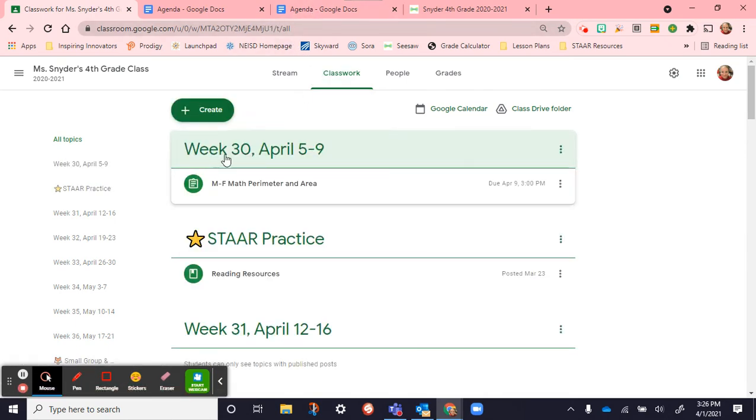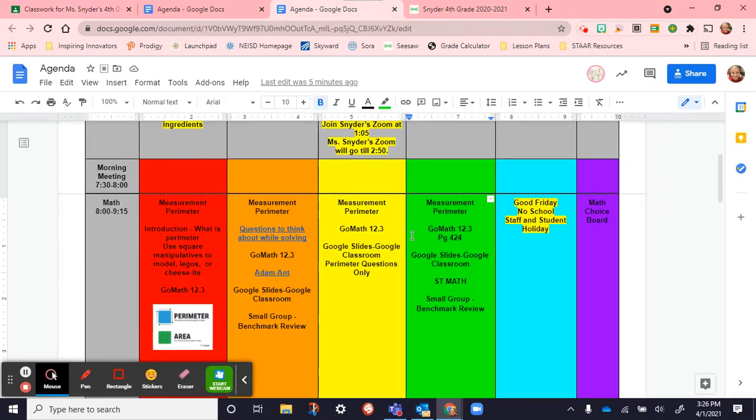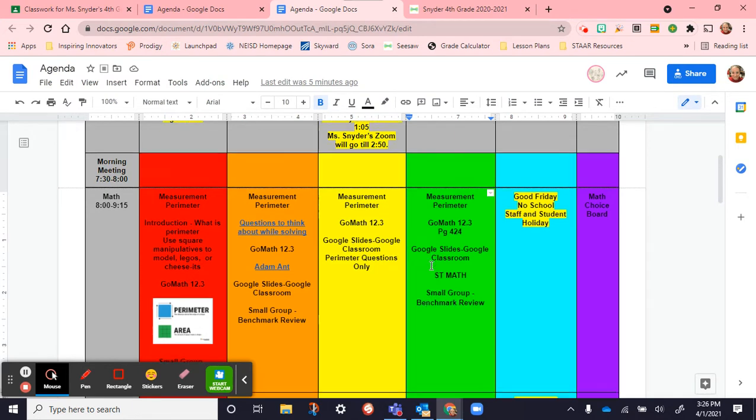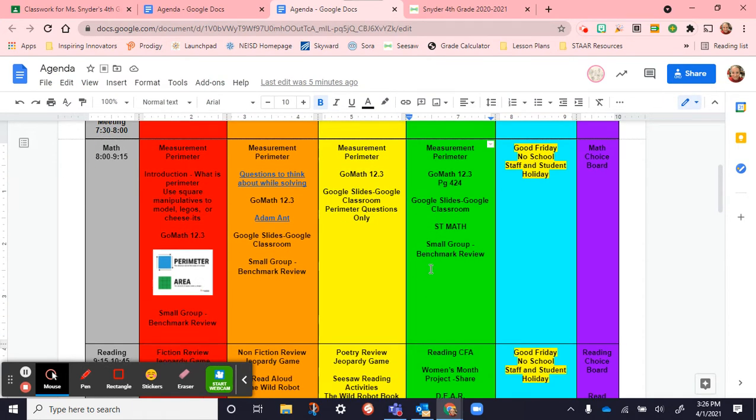All right, so make sure the perimeter part is all complete. Then we had some time to work on ST Math, and we went over in small group our benchmark review, where I was calling students, and we were going over problems that were missed and talking about why did we choose what we chose? And one of the big things was the griddable.